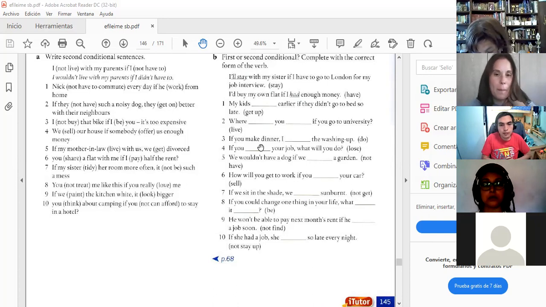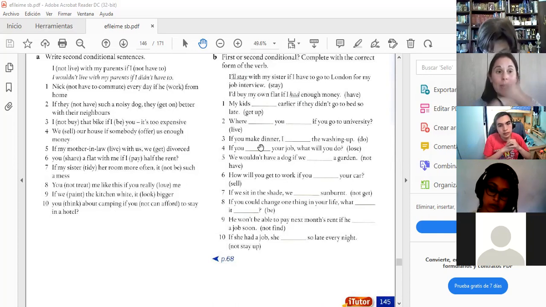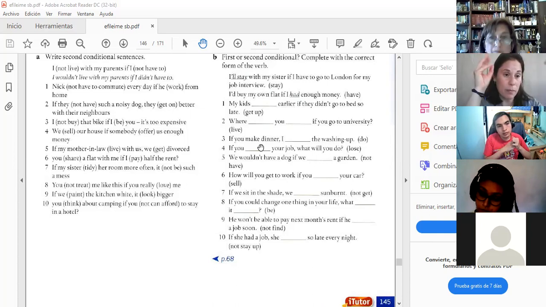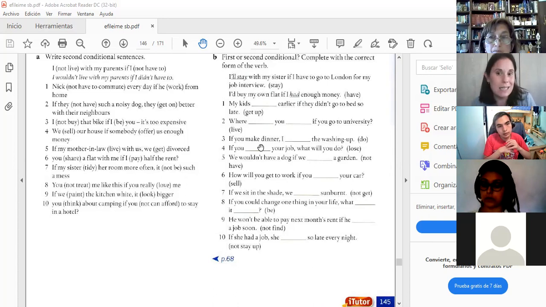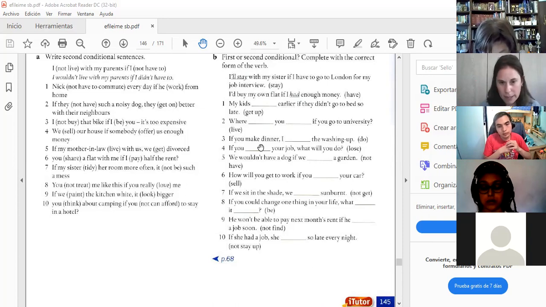Lo más complicado es cuando dice not. Fíjense que le pasó lo mismo a Marta en la 5. Lo complicado de esto es recordar el auxiliar del tiempo verbal, porque uno se queda con presente o pasado, pero lo que tenemos que recordar es el auxiliar que se usa en ese tiempo verbal cuando dice not, but it's just about practice, okay? And number 10, Marta?